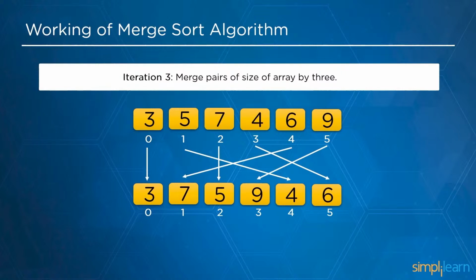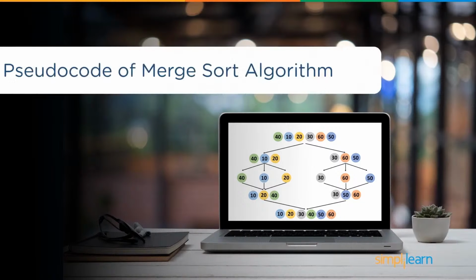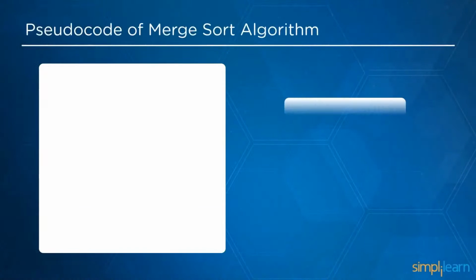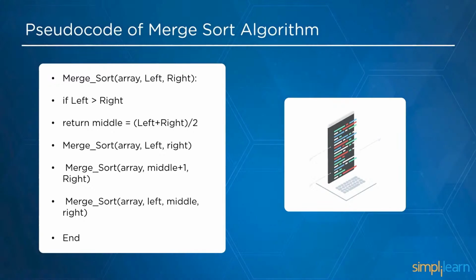After understanding the working procedure of the merge sort algorithm, we will now see the pseudocode of the merge sort algorithm. We have a function called merge sort in this pseudocode, and the parameters of the function contain an array named array and 2 variables named left and right. If left is less than right, we will get a middle using the formula left plus right divided by 2.